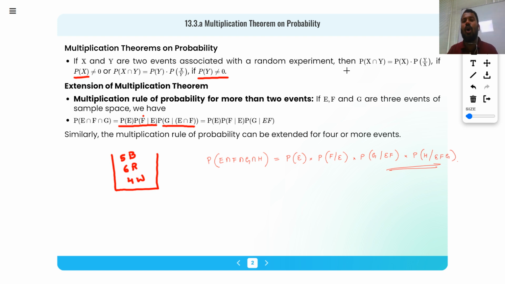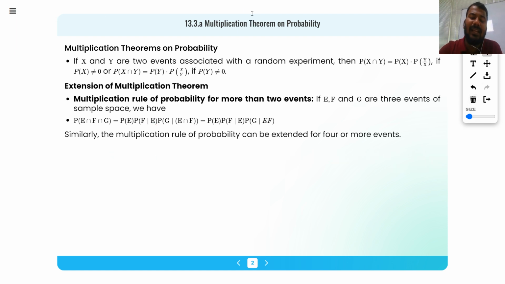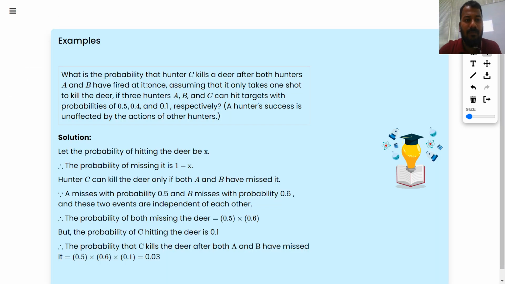So this is all about the multiplication theorem on probability. Now let's try going on with a few of the questions. Before going on with the questions, let's try one example, then let's move on with the questions.